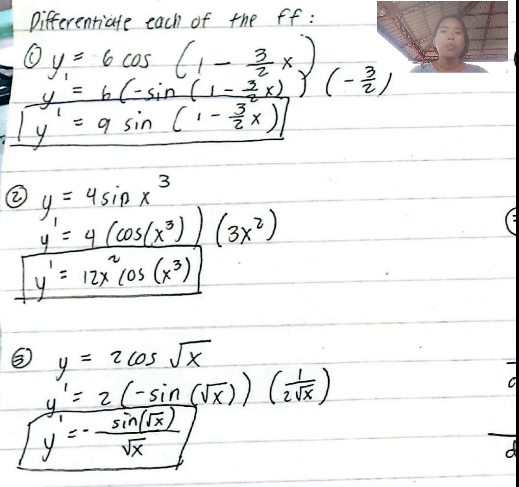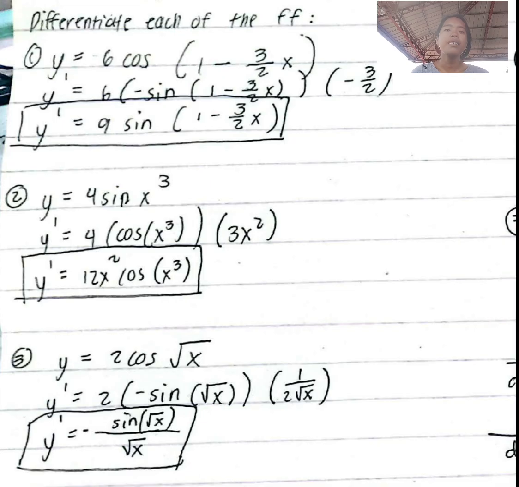So we obtain y' = 2 times negative sine square root of x. Next is to differentiate the inner function. The derivative of x to the power of 1/2 is 1 over 2 square root of x. Then multiply them together. So we will obtain y' = 2 times negative sine square root of x times 1 over 2 square root of x.